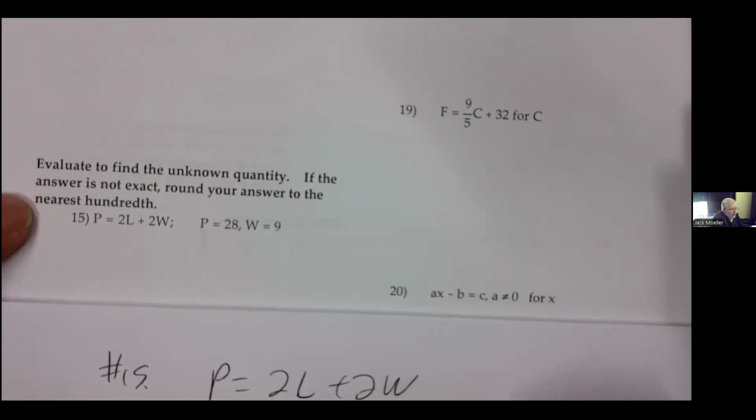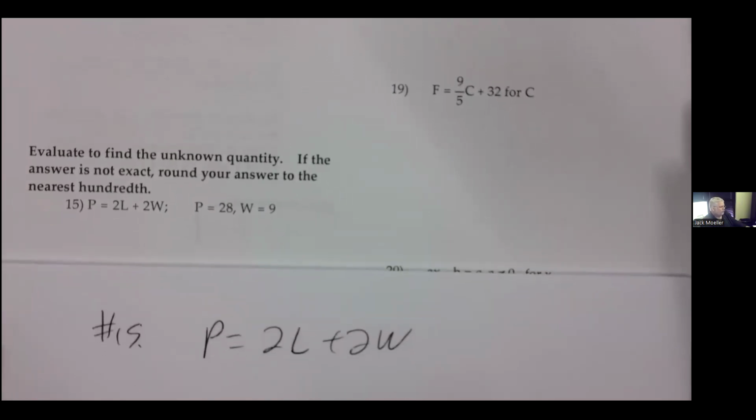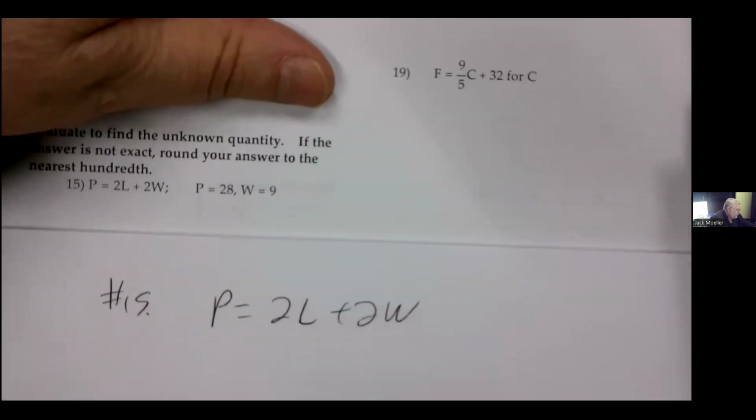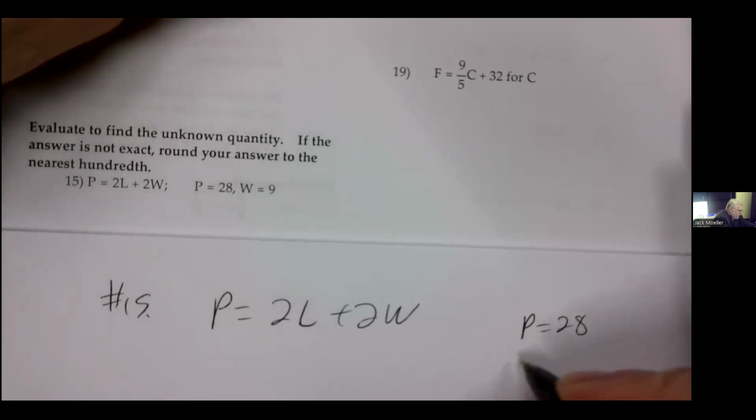But if it says rounding, then that means if we get an answer that's a fraction, then don't stop as a fraction. Actually, we put it in decimal. The formulas were a little bit more common to use decimals. Just watch the instructions. It tells P is 28, W is 9.